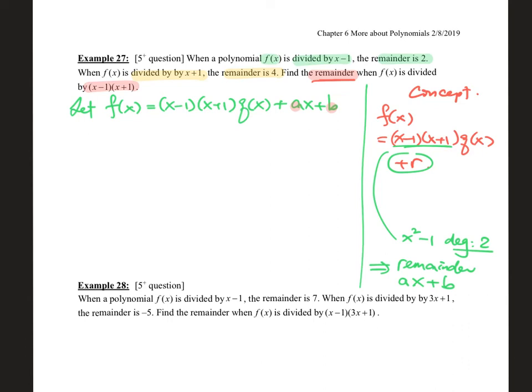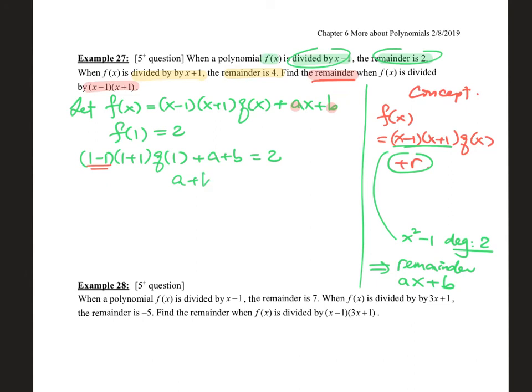Green one. Okay, when it's divided by x minus 1, the remainder is 2. So that's why we have f(1) is 2, which gives you (1 minus 1)(1 plus 1) q(1). Again, we don't know what q(1) is, we just leave it there. And you have a times 1 plus b equal to 2. The very special thing is that you will see there is a 0 in the calculation. So when it's 0, the whole thing goes away, which gives you a plus b equal to 2, which is equation 1.